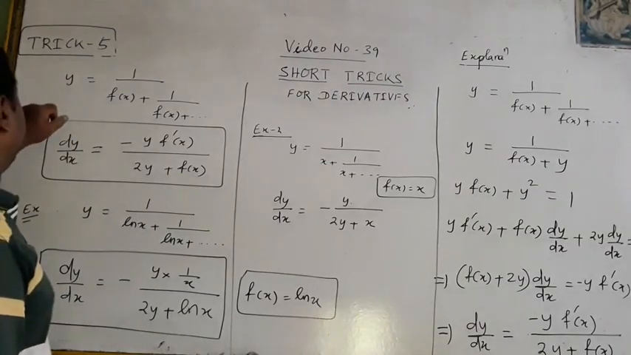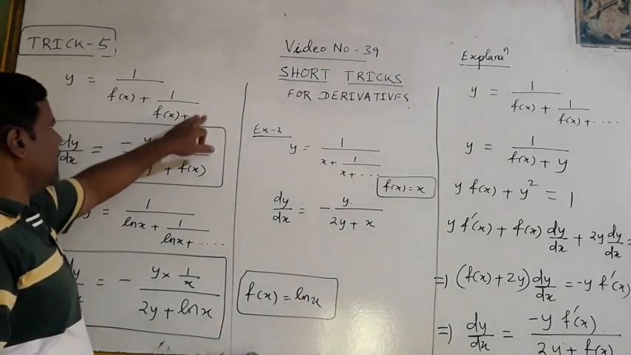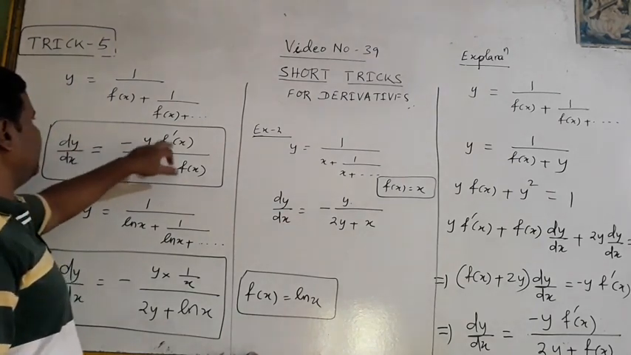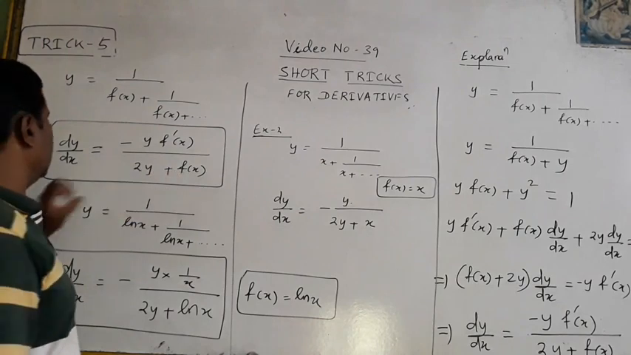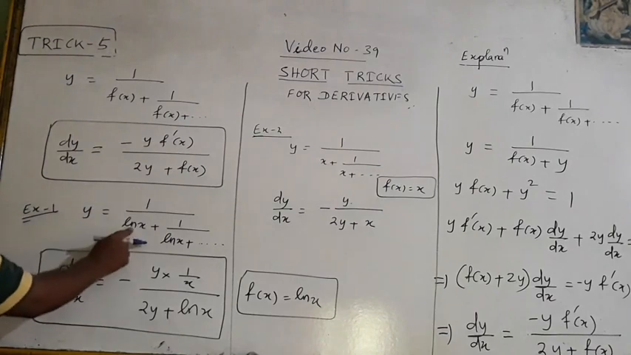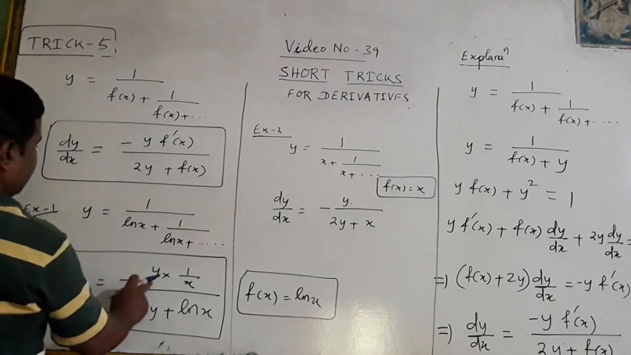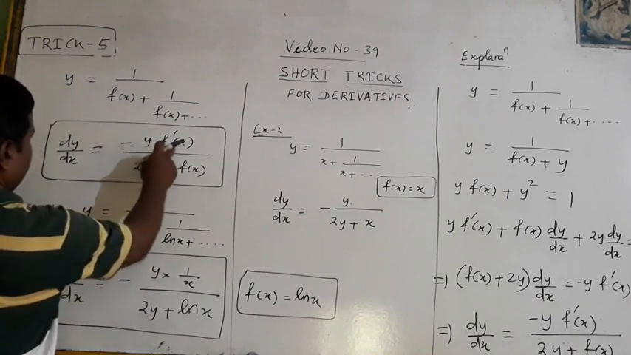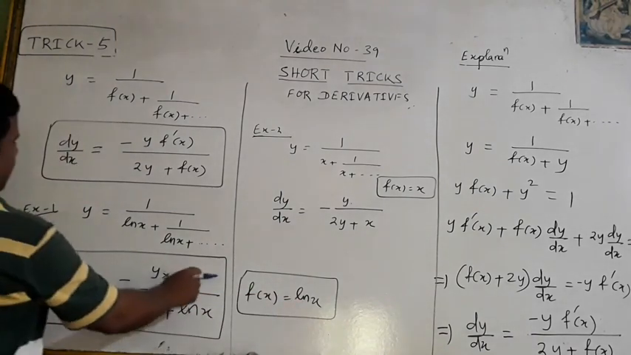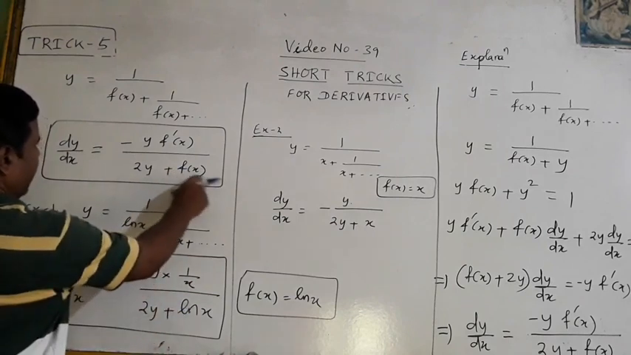This is trick 5. y is equal to 1 by f(x) plus 1 by f(x) plus 1 by f(x) plus dot dot dot, in this manner. The formula is dy by dx is equal to minus y f dash x by 2y plus f(x). Suppose I give one example: y is equal to 1 by ln x plus 1 by ln x plus dot dot dot. Then dy by dx is equal to minus y into f dash x, where f(x) is ln x so f dash x is 1 by x, divided by 2y plus f(x), which is ln x.